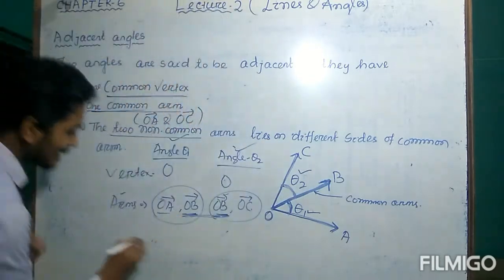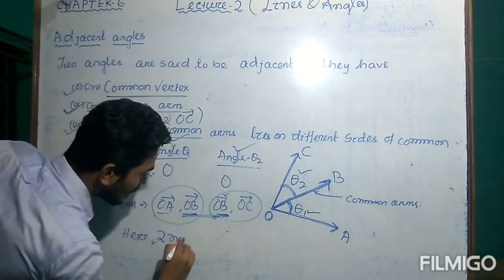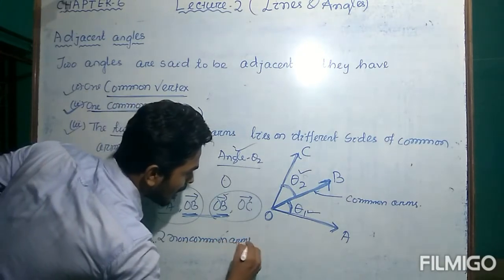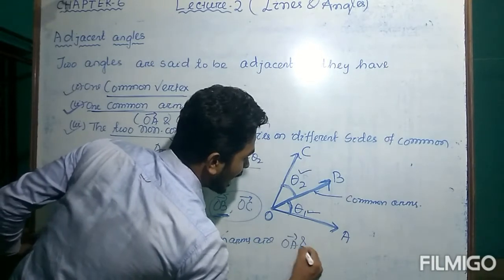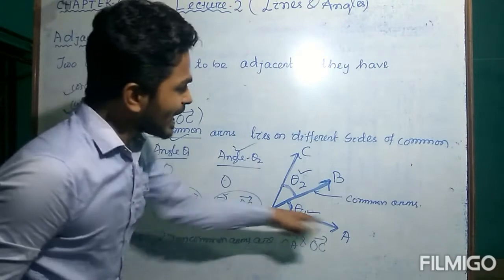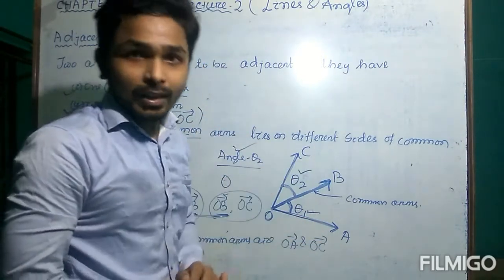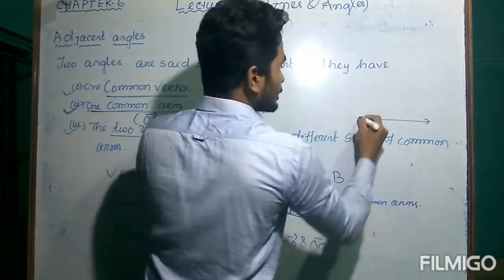Okay? So you can write here: the two non-common arms are OA and OC, and the common arm is OB. OA and OC lie on two different sides of OB. They should not lie on the same side. See, there is a diagram.